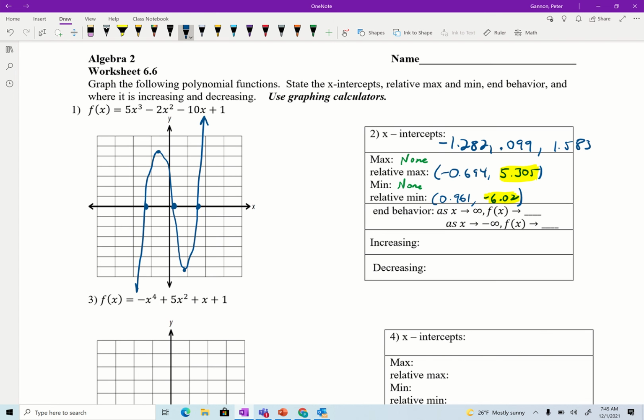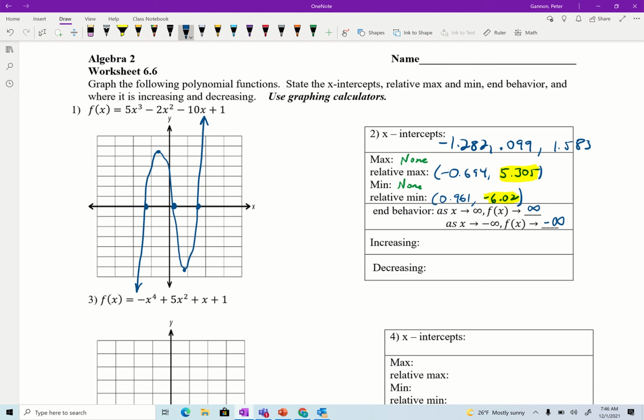Now, from there, once you have the graph, we can answer the end behavior part of this, right? So as x is approaching infinity, that's the right side of the graph, our graph is going up to infinity. As x is approaching negative infinity, meaning the left side of the graph, well, the left side of the graph this time is going down, so that's negative infinity.